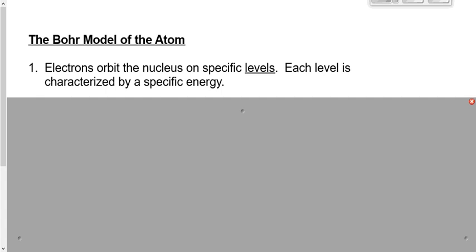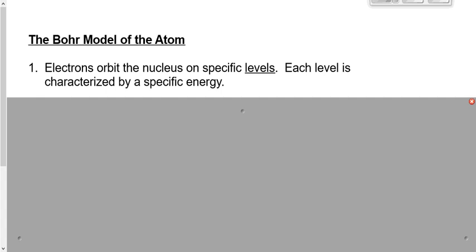Just like when you go to a hockey game at the Saddledome, you can't watch from wherever you want. There are 3 levels of seating. You have to watch from level 1, or level 2, or level 3. You can't be in between levels. You have to be on one level or another. As electrons are orbiting around the nucleus, like when you're orbiting around the rink, you have to be on one level or another. You can't just be wherever you want. Each level is characterized by a certain amount of energy.